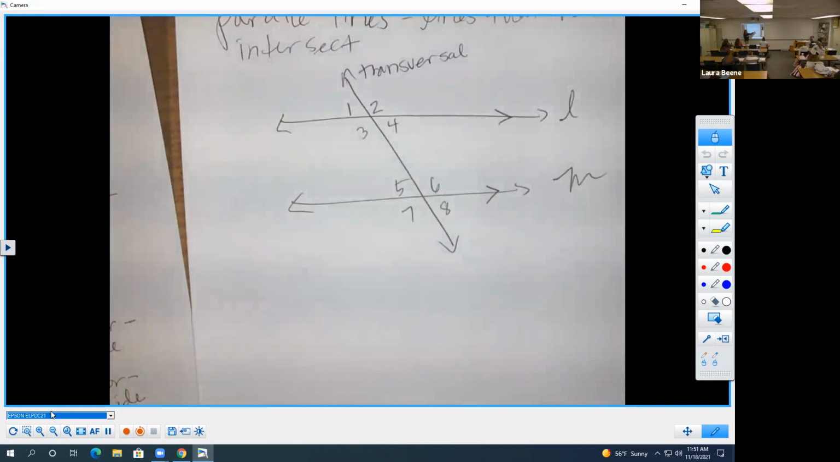Give me 4 angles on an alternate side. 1, 3, 5, 7. Okay, does that make sense what alternate means? It means on opposite sides.